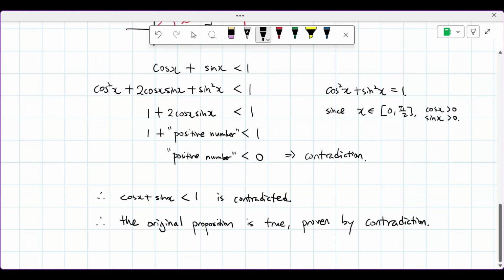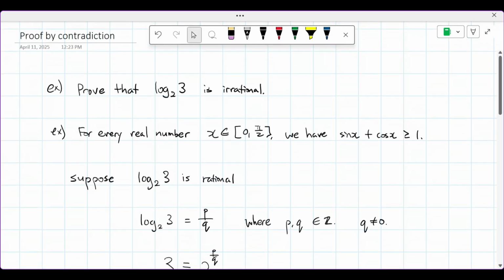All right, so that's the proof by contradiction method. Once again, this method is useful if you think that the negation of the proposition is easy to get, and also it's easier to disprove such negation of the proposition.